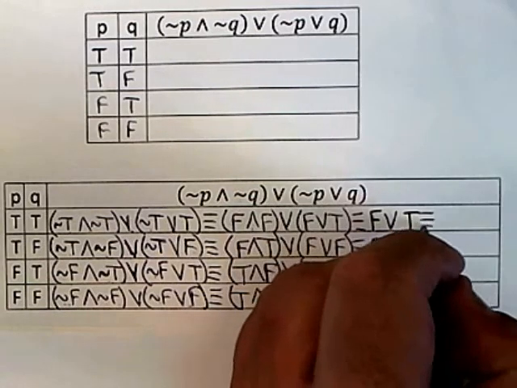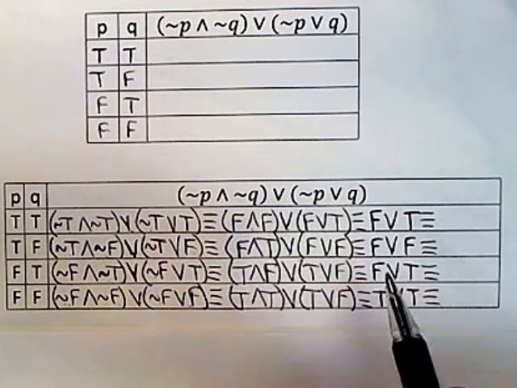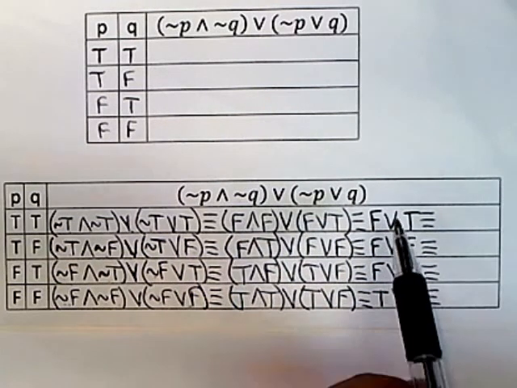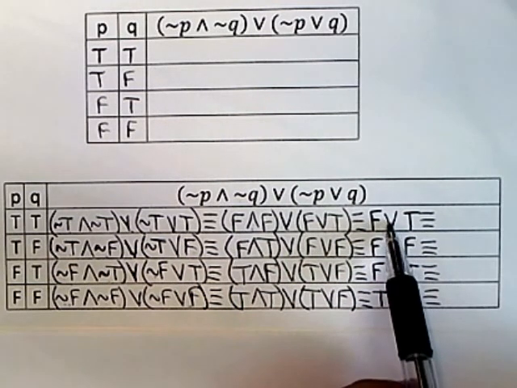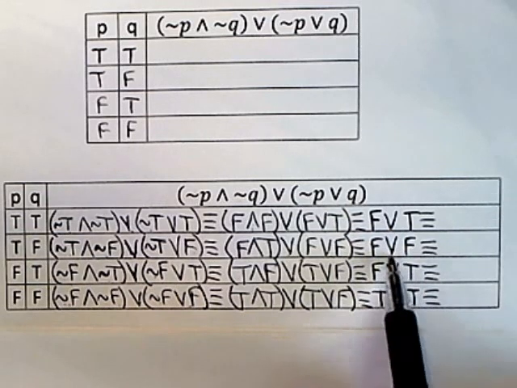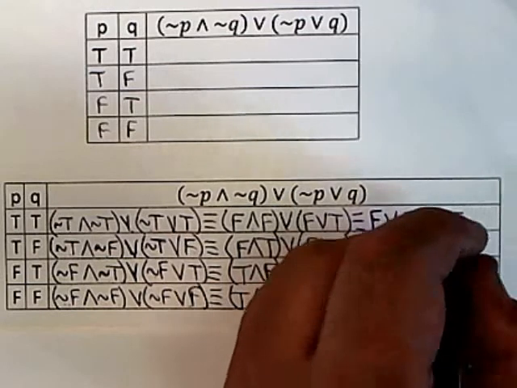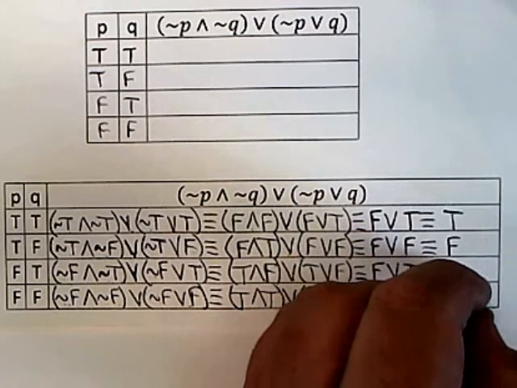Now you're down to your last equivalence. This is an or. An or is only false if they're both false. Well, if you look down here, the only time both of them are false is right here. So that's going to be the only false. That means everything else has to be true.